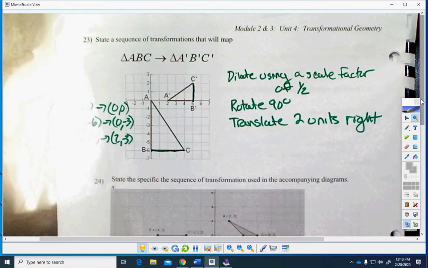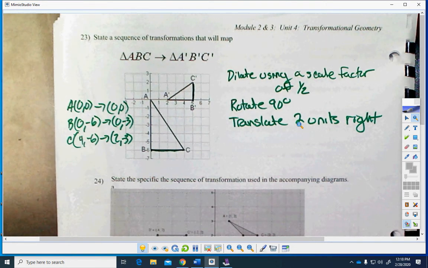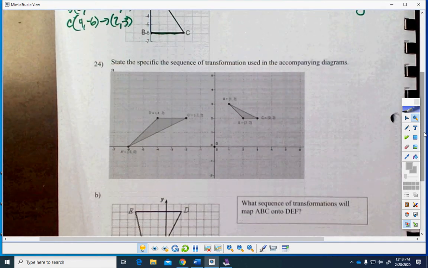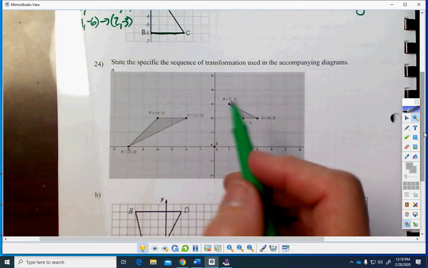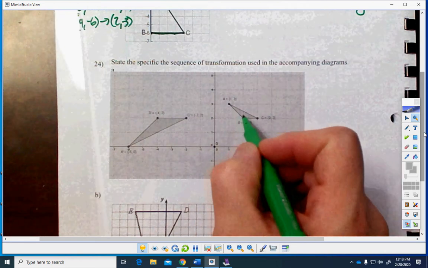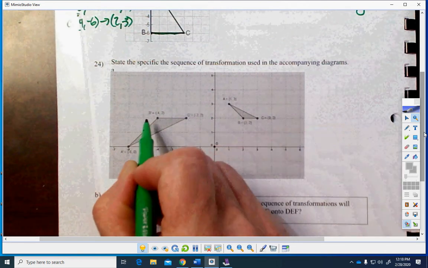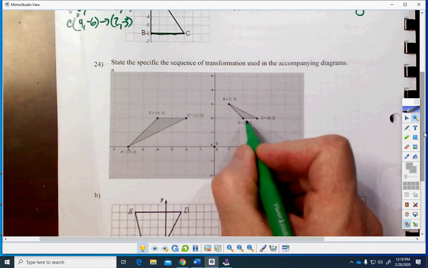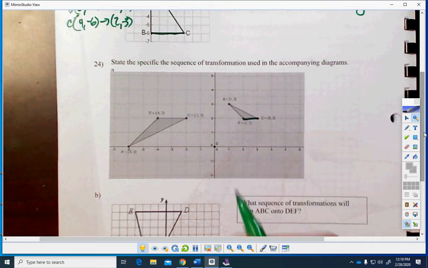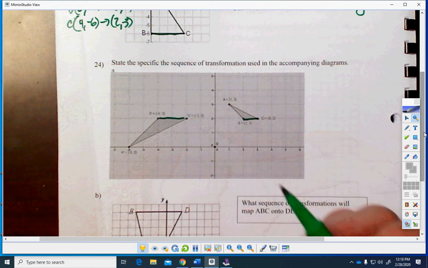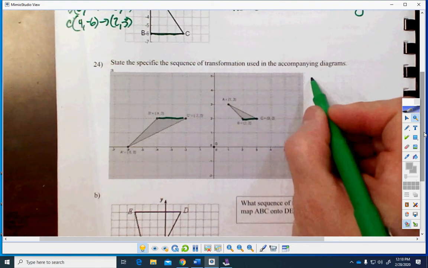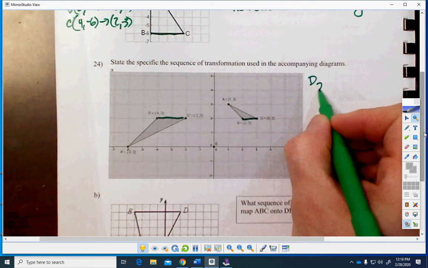I'll do number 24. Also on a transparency. This is the original, while that's the new, because that one has the primes. I could see that this is 1 unit long, while this is 2 units long. It got twice as big. I definitely have to dilate using a scale factor of 2.